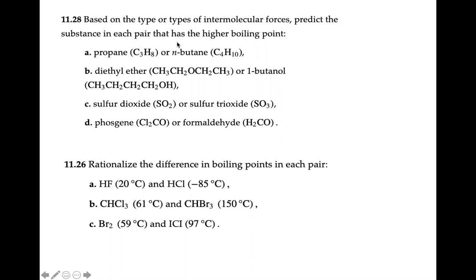So if I'm making a prediction, it usually has a clear feature that I can latch onto and look for when I'm doing my comparisons. The other format, 11.26, when it says rationalize, this is offer an explanation. What explains the fact that they have different boiling point values? Notice within these, you're not being asked to make a prediction. It's giving you the information. It's giving you the boiling points. Therefore, it's giving you the strength of the intermolecular forces. And now it's asking, well, why would this be?